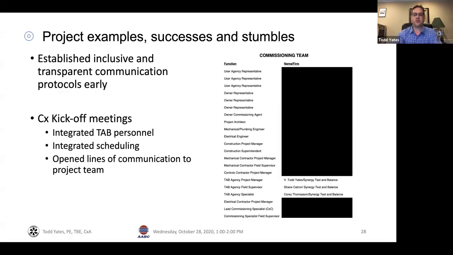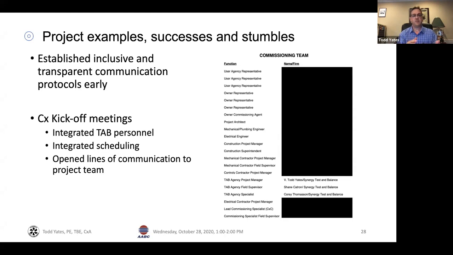We were established early that we were there, who our names are, how to contact people, and we were part of the team. We did this, again, as I said, by participating in the commissioning kickoff meeting. We integrated the test and balance personnel. At this point, we integrated the test and balance scheduling. We told them how many site days we needed, and if it's 3 weeks on site, you can't just assume it's all going to get done in 3 weeks. We were able to explain to them why we need to back up and give some extra time for that.